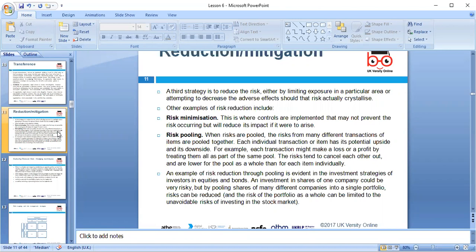Risk pooling: yes, risk can be pooled. Risk can come from many different transaction items. They are pooled together, and each individual transaction and its potential upside is treated as part of the same pool. So we can look at assets, liabilities, different types of assets and liabilities, leasing, credit, and sales, and our credit management system needs to be appropriate. We need to make sure we carry on doing this on a regular basis.